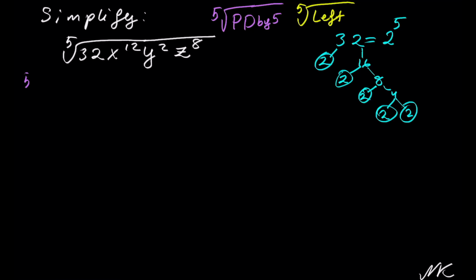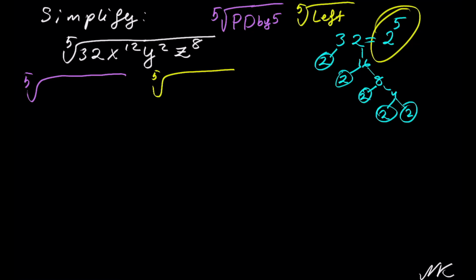We have the fifth root on the left. That will be hosting powers that are divisible by 5, times the fifth root for the leftovers. 2 to the 5. 5 is nicely divisible by 5. So let's put 2 to the 5 in the radical on the left.